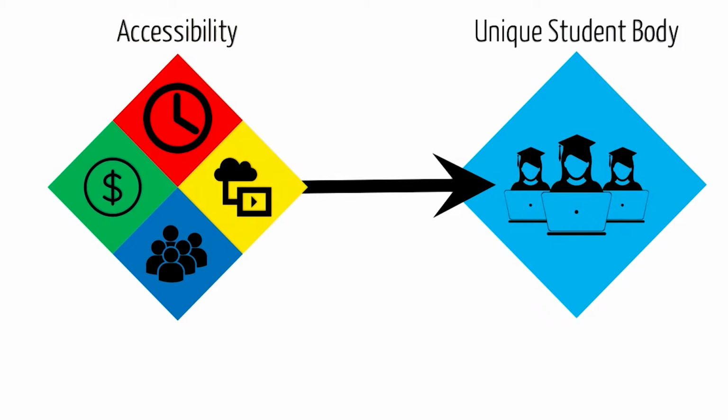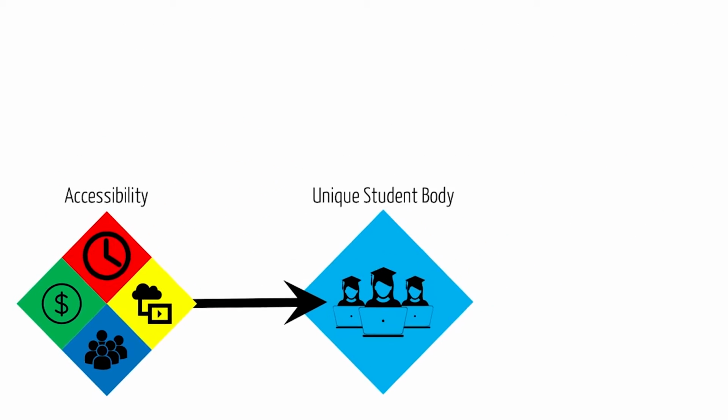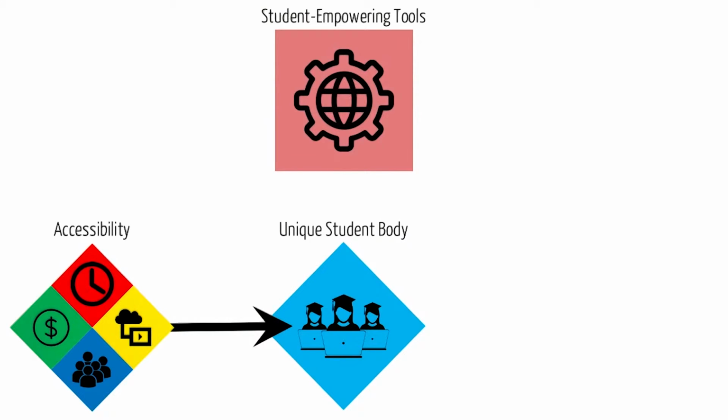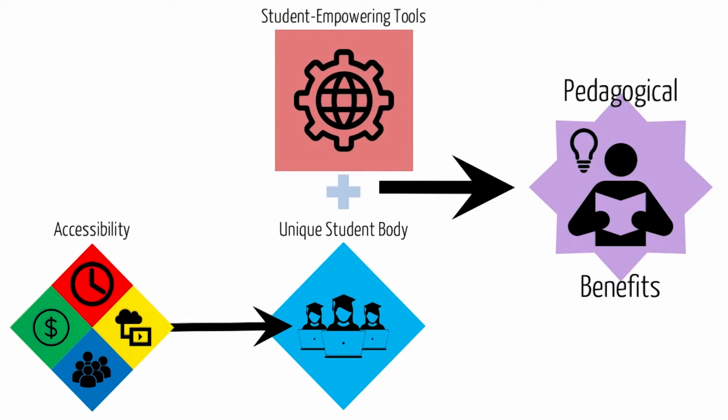Putting the program online makes the program accessible, but it also gives the students more control and influence. We use many tools throughout the program, like Udacity and its interactive exercises, Piazza and its discussion forum, peer feedback for facilitating peer review, and a student-run Google Plus community for social communication amongst students. Combined, these are a set of tools that empower students to take control of their own education. And when you combine that empowerment with this unique student body, what you get are some really unique pedagogical benefits.